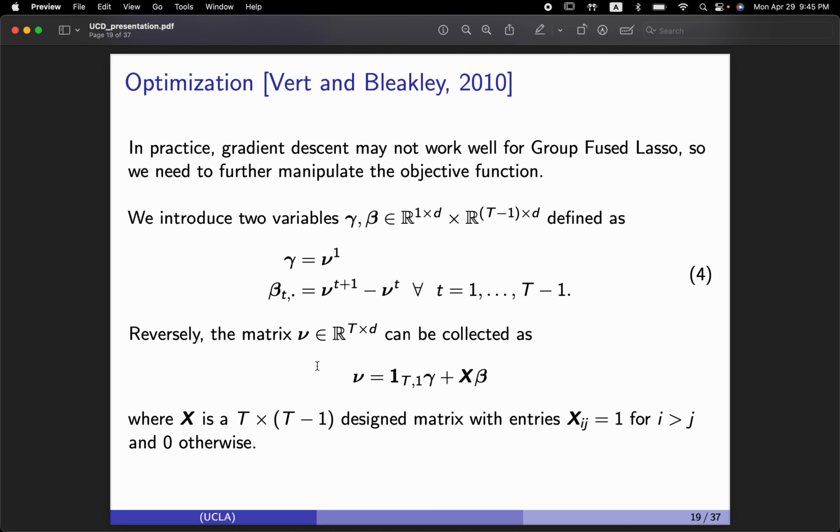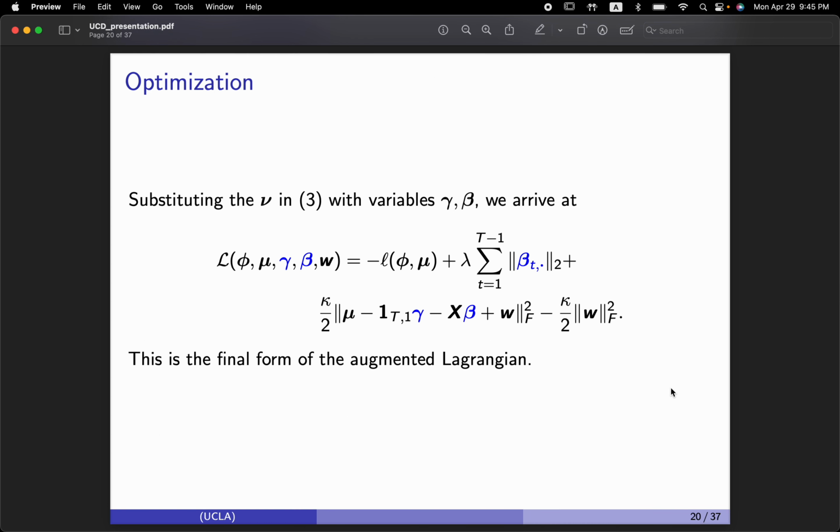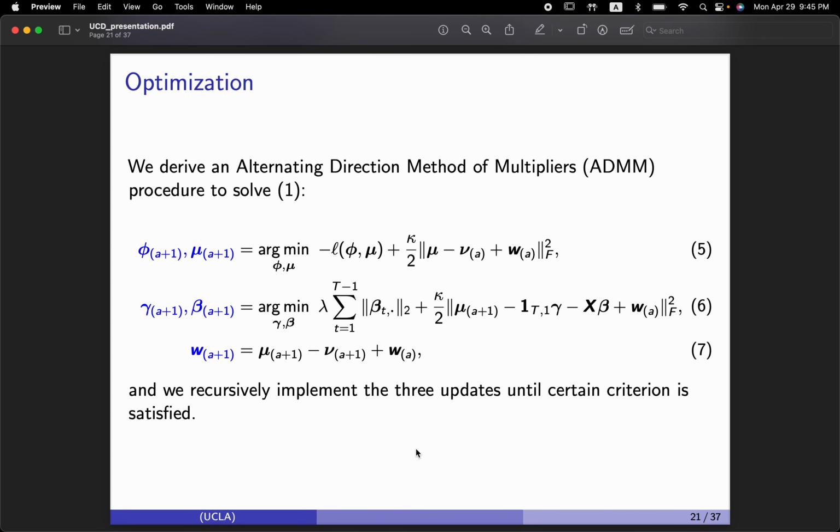Once we use this change of variables, we can rewrite the matrix nu, the slack variables, in terms of gamma and beta, and vice versa. And this will help us to further ease the optimization procedure. So here we just rewrite nu in terms of gamma and beta, and we have the final form of the augmented Lagrangian. And then we can use the ADMM to solve this problem.